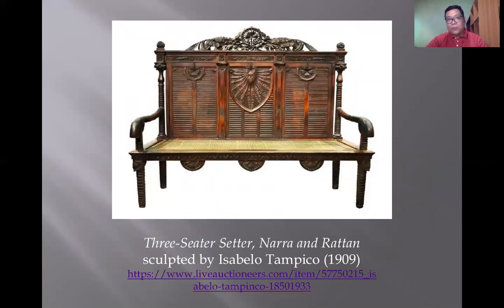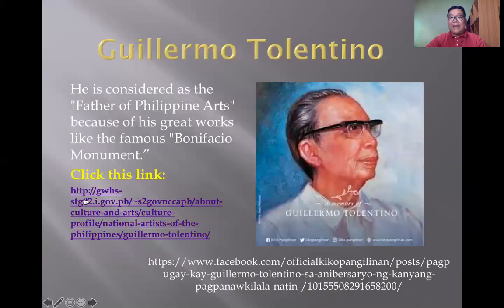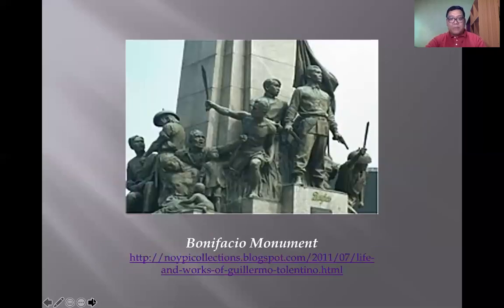So this is an example of a wood sculpture. Okay, this was done in 1909. And then second in the list, we have Guillermo Tolentino. Of course, who doesn't know Guillermo Tolentino? Being considered as the father of Philippine arts because of his great works like the famous Bonifacio Monument. So to know more about Guillermo Tolentino, you may visit this link. So as mentioned, one of the famous works of Guillermo Tolentino is this Bonifacio Monument, which has become a significant spot already in Metro Manila.